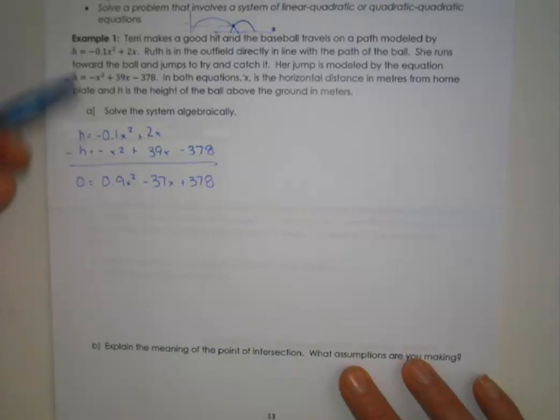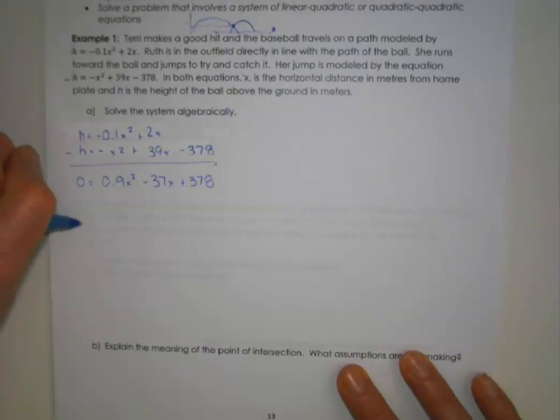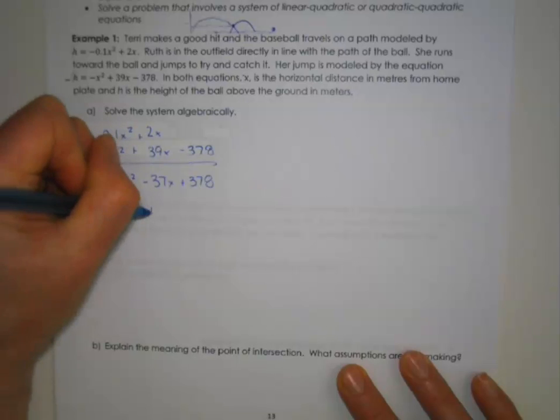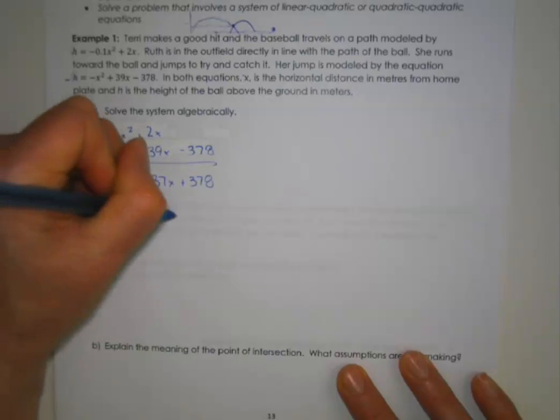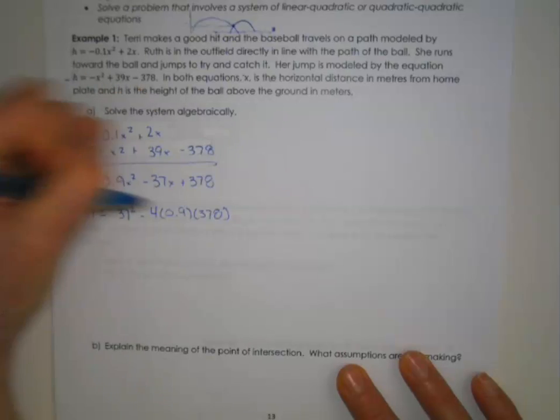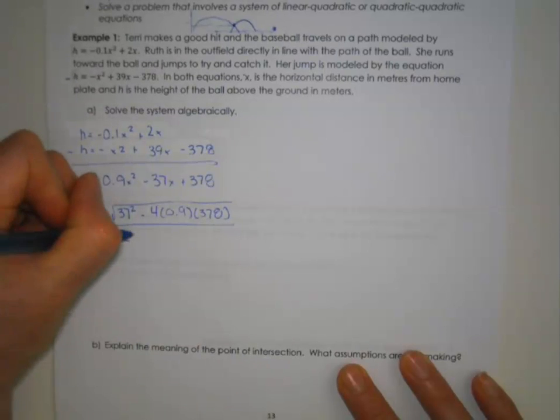We see that the values are pretty complex, so we're not going to try and work that by doing the swing method or anything crazy like that. We're just going to jump right into the quadratic formula. So that is going to be -b, so -37 gives us 37, plus or minus the square root of b squared, so 37 squared, minus 4 times a, 0.9, times c, 378, and divide all of that by 2a, so 2 times 0.9.